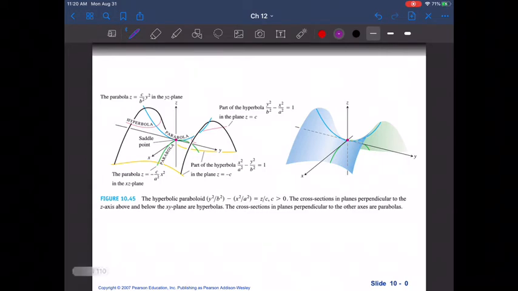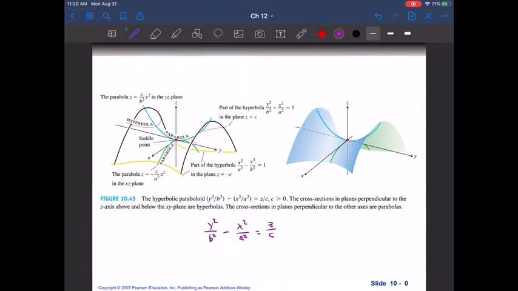This one has hyperbolas and parabolas. So if we look at our actual equation here, y squared over b squared minus x squared over a squared equals z over c. If we look at this, let's take first and project z into 0. So we're going to project this down into the xy plane and just look where it crosses the xy plane. Well, if we look at where it crosses the xy plane, z goes to 0.